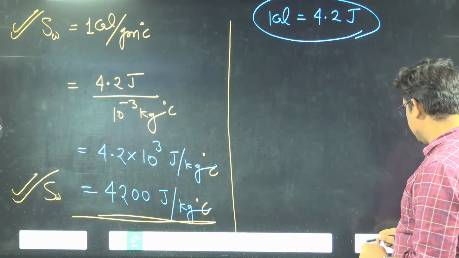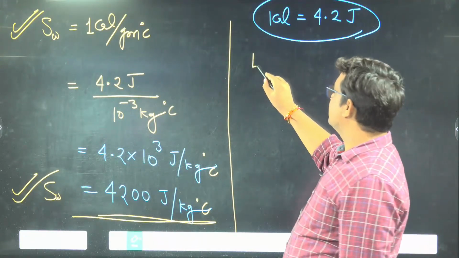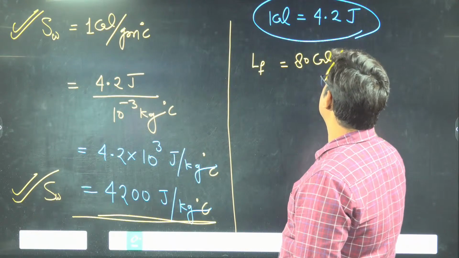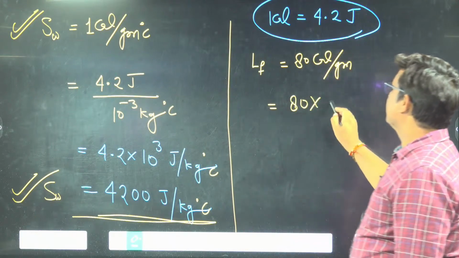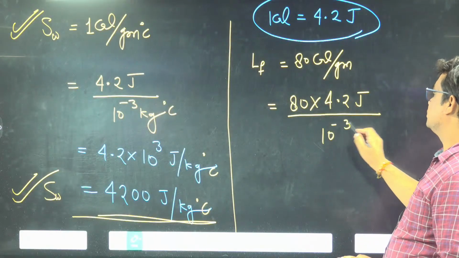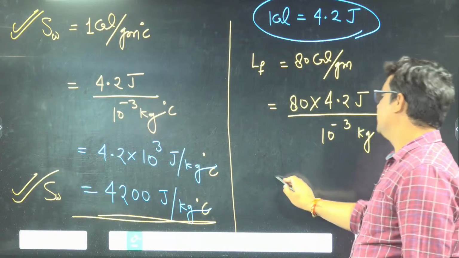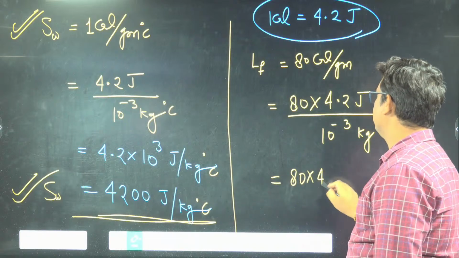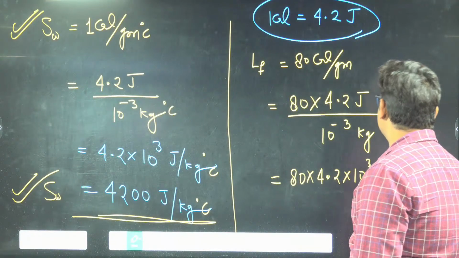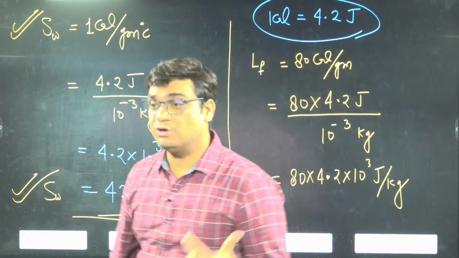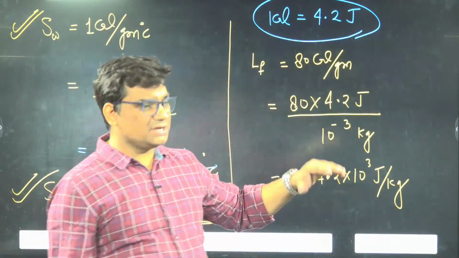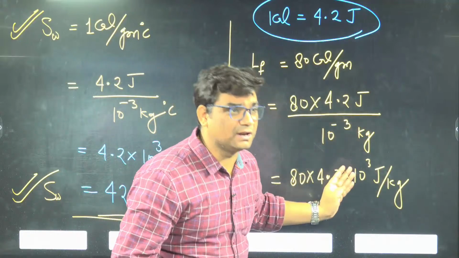So now we can see, suppose I give you one more, that the LF value is 80 calorie per gram, and you have to convert this. So 80 calorie will be 4.2 joule, divided by gram, which is 10 power minus 3 kg. So 80 into 4.2 into 10 power 3 joule per kg. You can solve this whenever you have to use it, because sometimes we have to use SI units, sometimes CGS units. So both conversions. However, this thing is very simple.